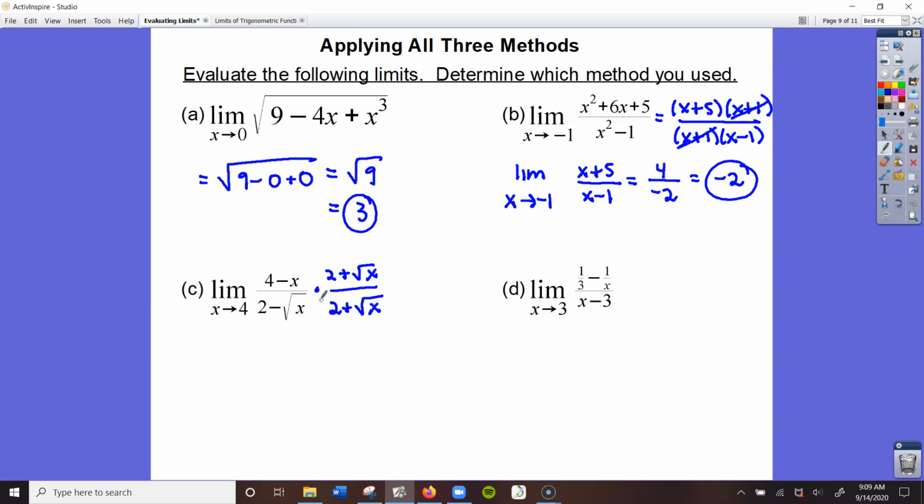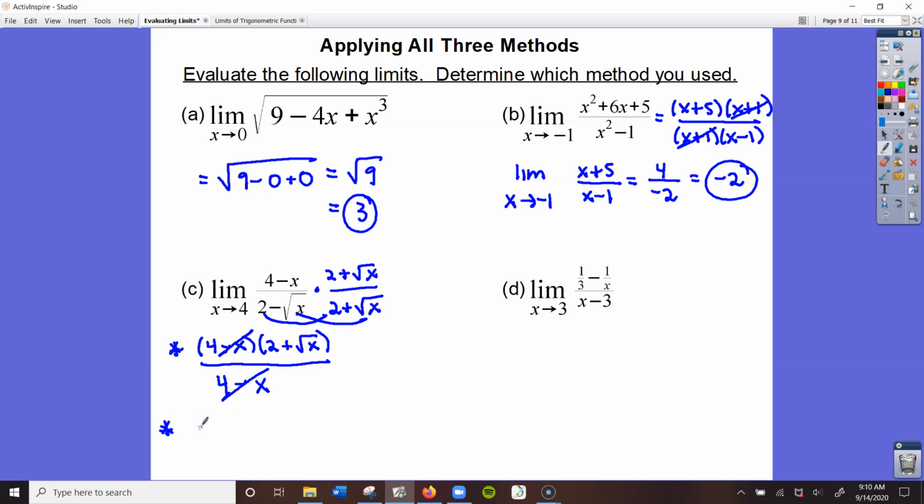Remember, in the numerator, these are not conjugates, so I'm just going to go ahead and write it next to each other. 4 minus x times 2 plus the square root of x over, now these are my conjugates. I'm going to do my shortcut where I'm only going to multiply the first and the last terms. 2 times 2 is 4, minus the square root of x times the square root of x is x. And as you can see, that 4 minus x cancels out.